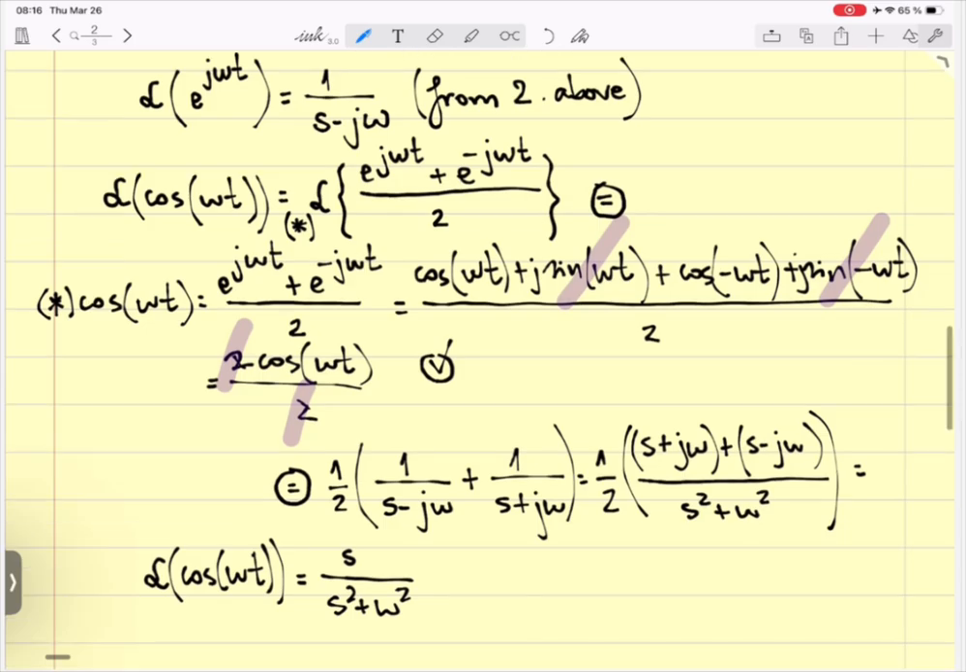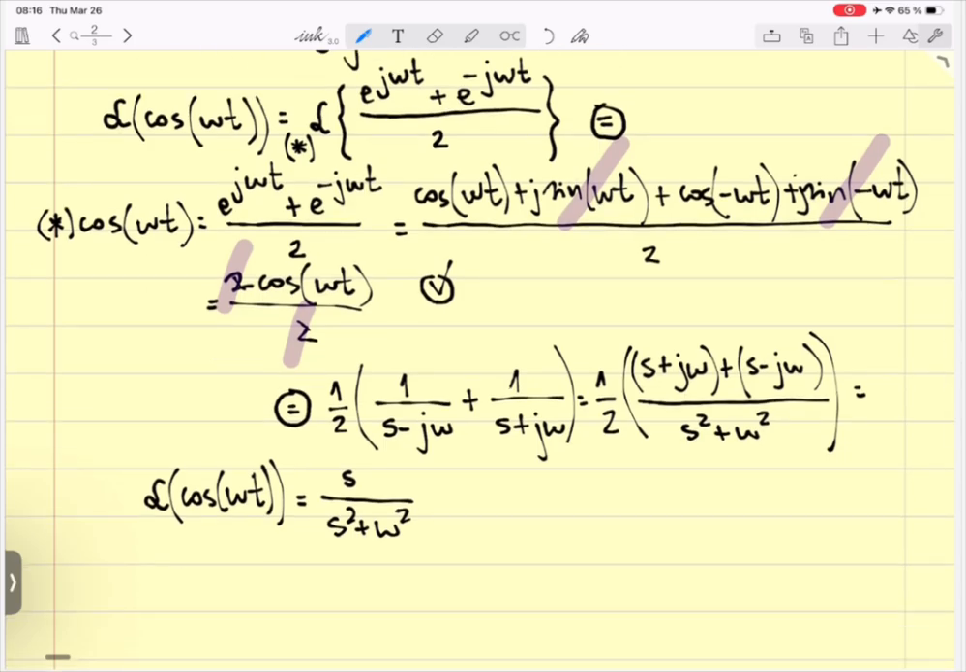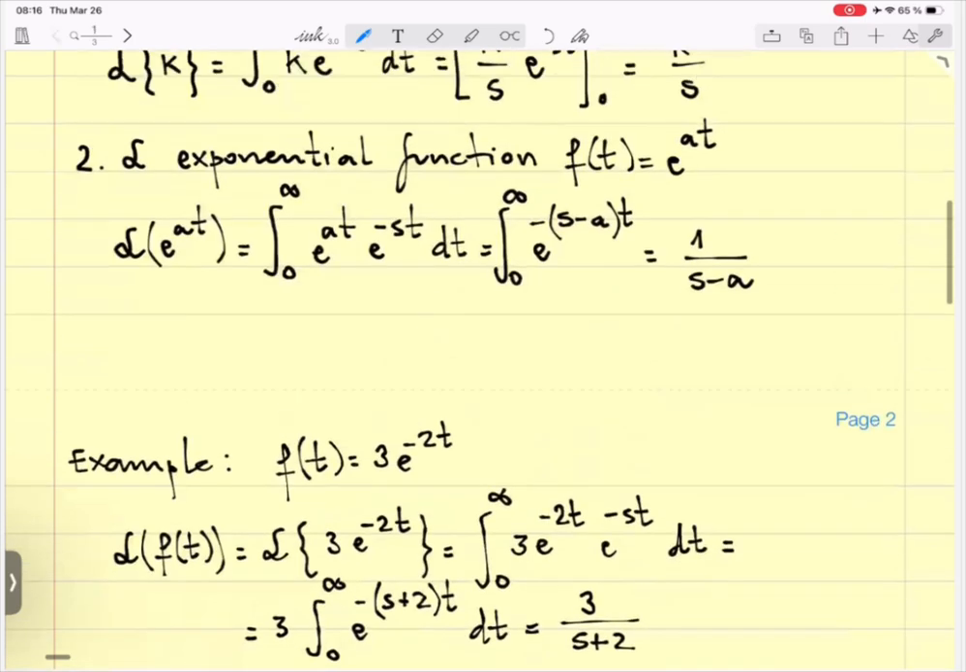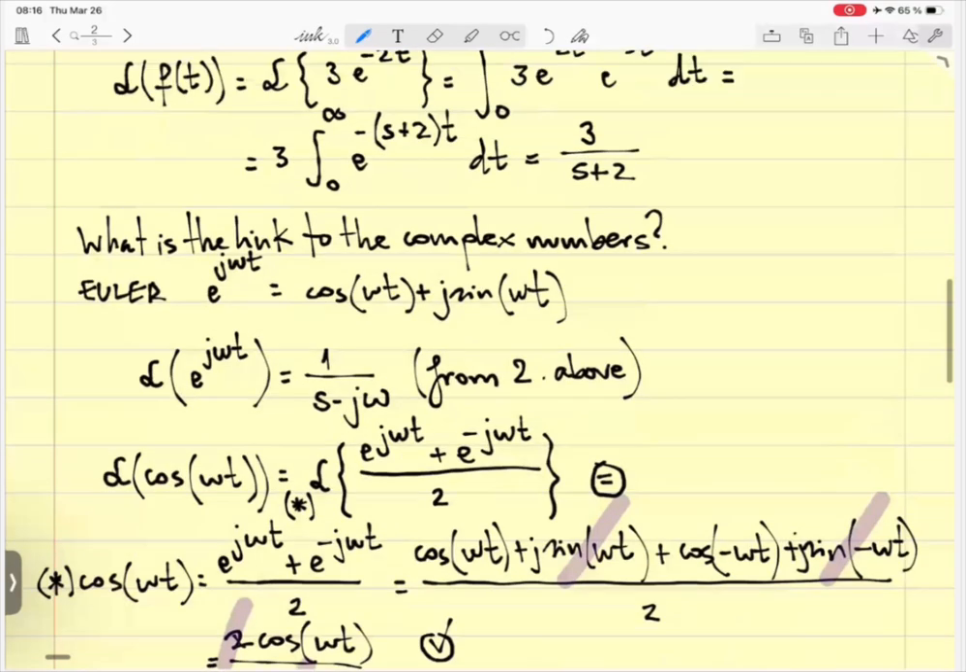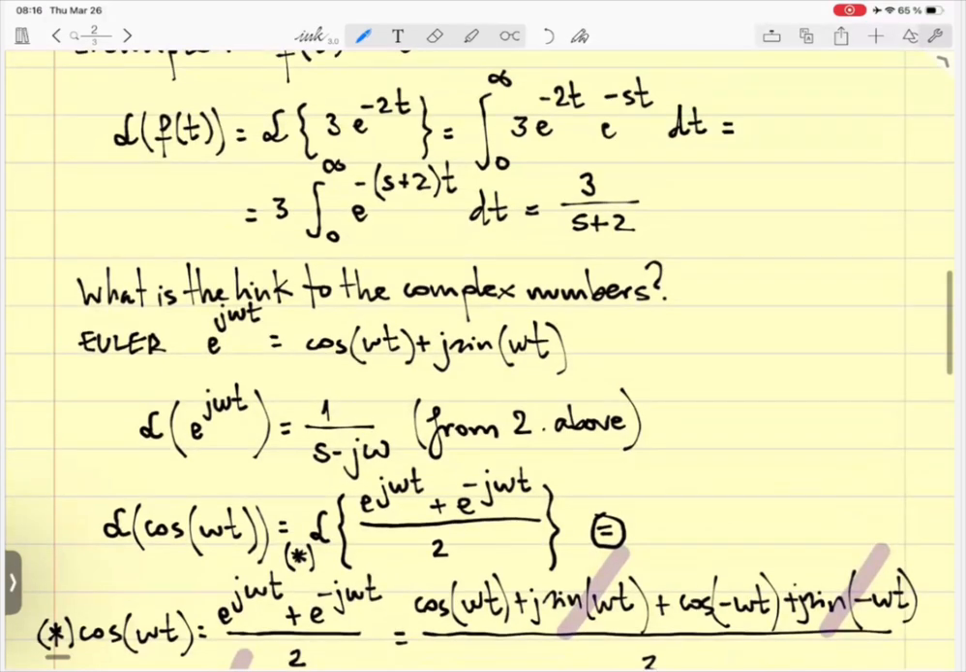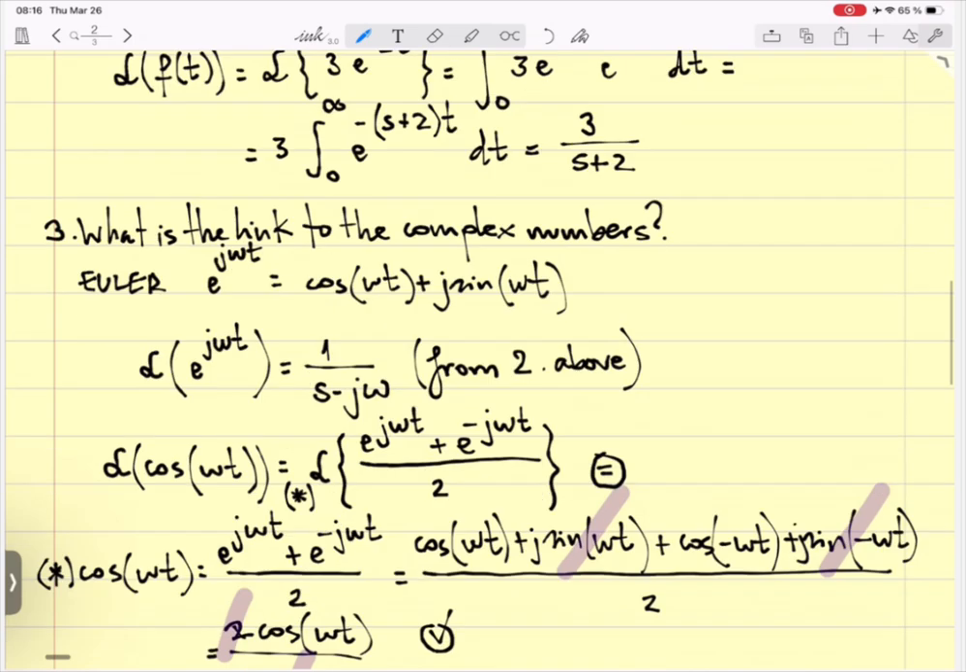Okay, doing exactly the same for the sine function, you can do it if you want. It delivers omega divided by s squared plus omega squared. So far we have 3 results. Let's summarize the 3 results.